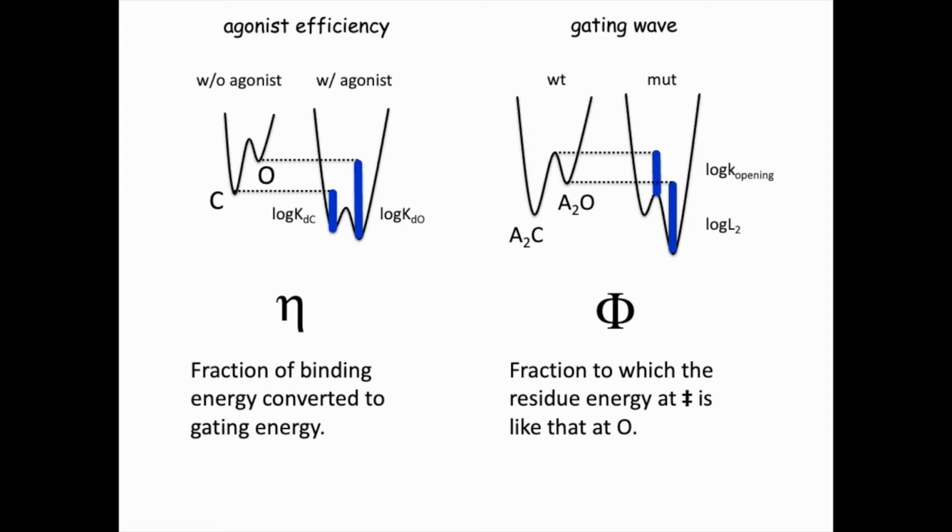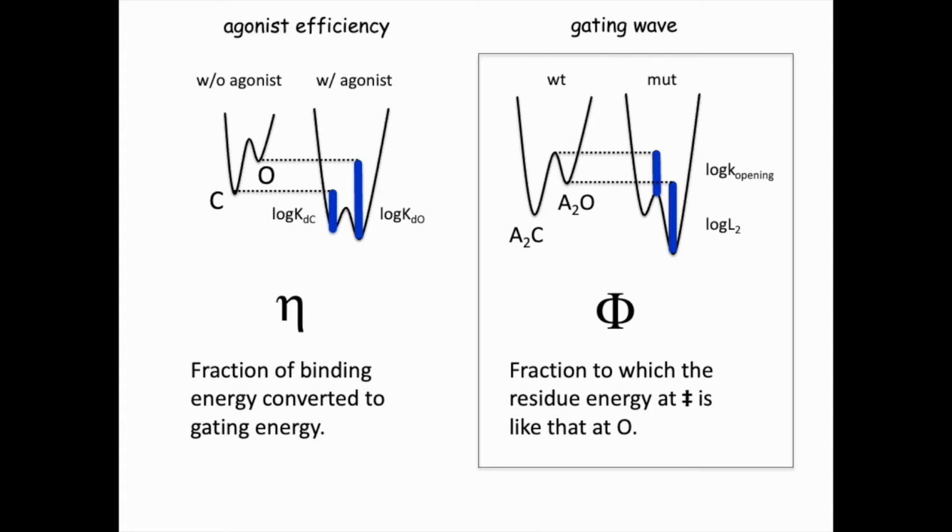In order to study phi, what we do is make a mutation of a side chain and measure the change in the opening rate constant and the change in the gating equilibrium constant and plot those in log-log format. And that's going to be the focus of Chapter 4, the ratio of these two blue lines to the right.